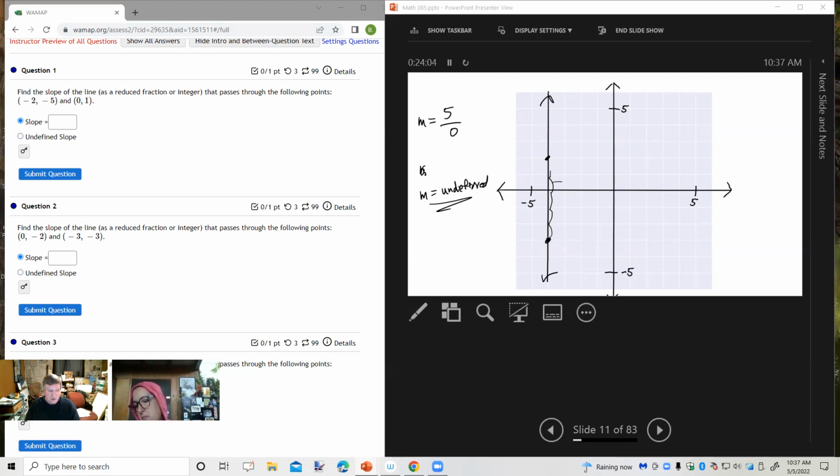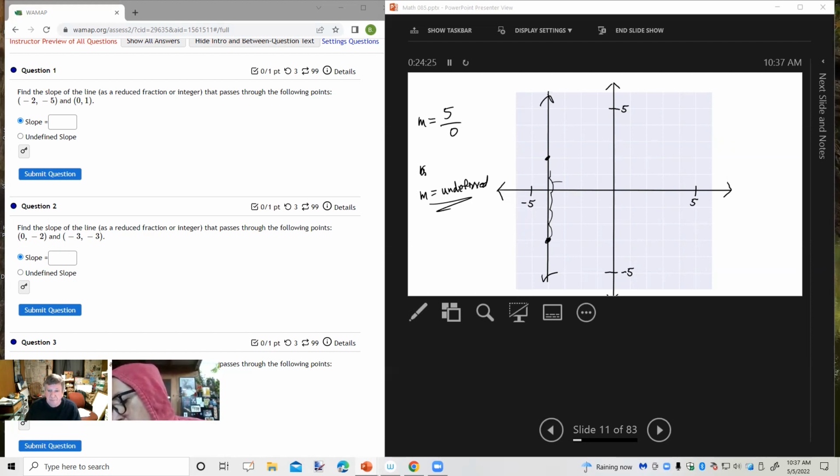So again, going from left to right, if it goes upward, it has a positive slope. Downward, it has a negative slope. A horizontal line has a slope of 0, and a vertical line has a slope that is undefined. Any question about those examples?